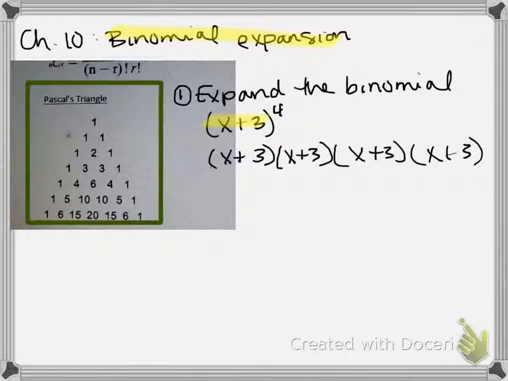I'm going to notice that I have x plus 3 to the fourth power, and being to the fourth power is important because that's going to tell me that I'm going to use the fourth row of Pascal's triangle. Now when I count the rows, I start with 0, don't forget. So 0, 1, 2, 3, 4. This is the fourth row.